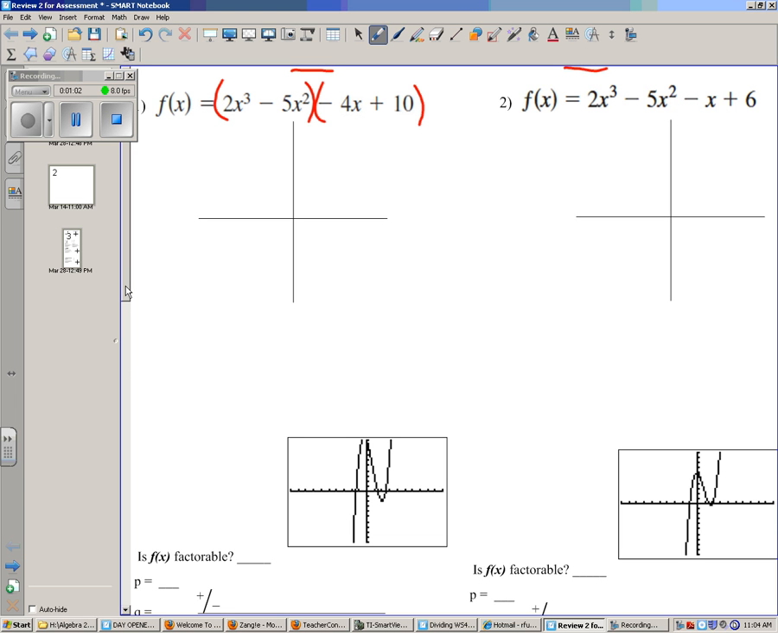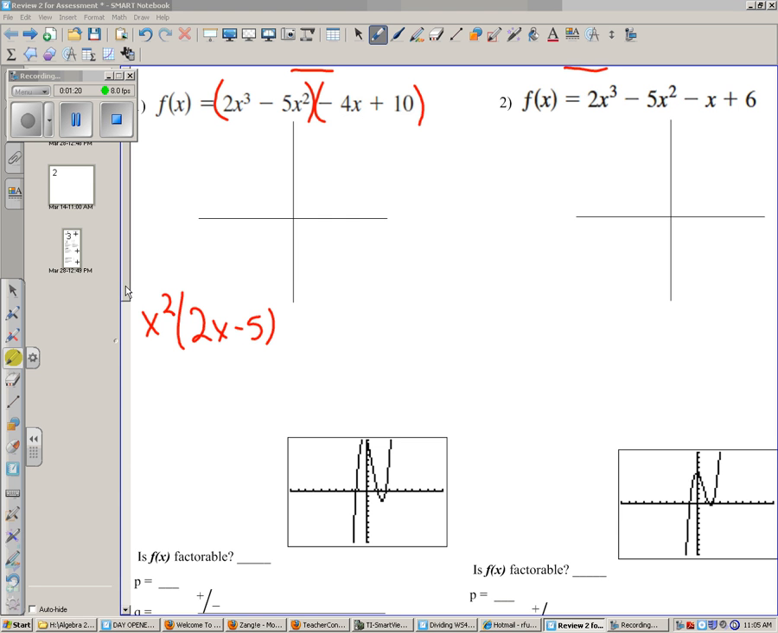In my first set of parentheses, I'm going to take out a 2x squared. And when I take the 2x squared out, I'm sorry, back up. I'm not taking out 2x squared. I'm taking out x squared. And when I take that out, I'm left with 2x minus 5. And then when I go to my second set of parentheses, I notice that I can get 2x minus 5 out of that. And I'm going to take a negative 2 to do that.